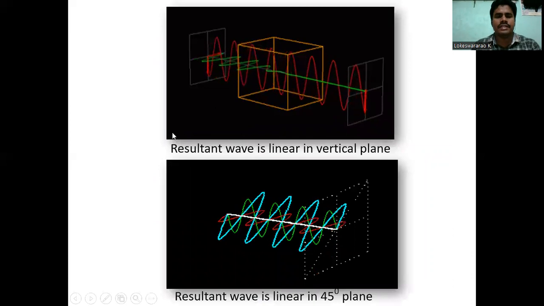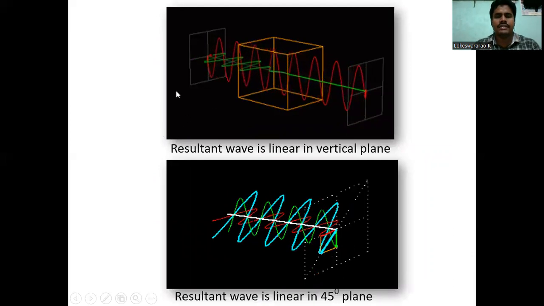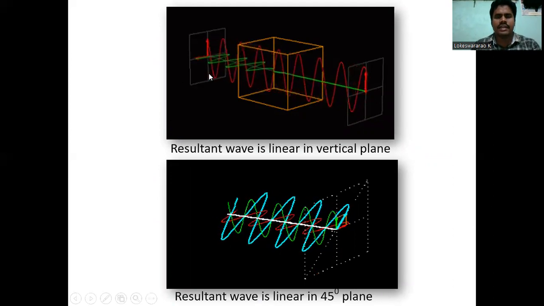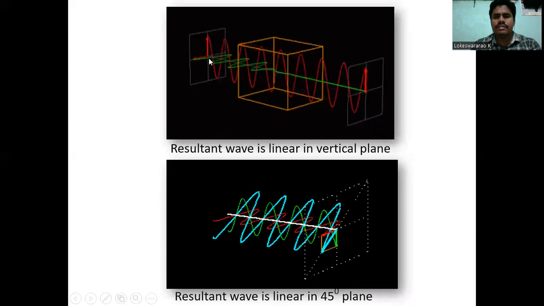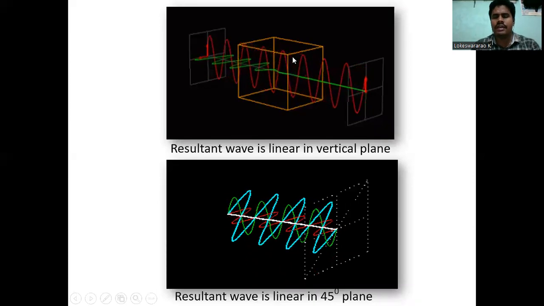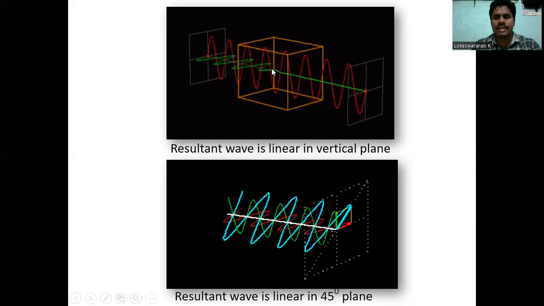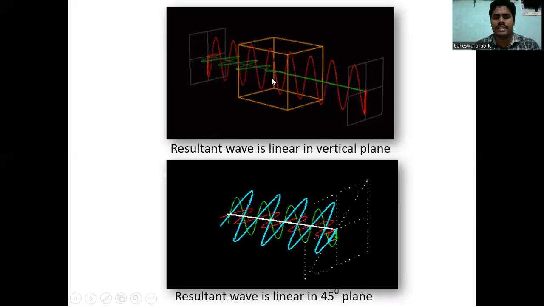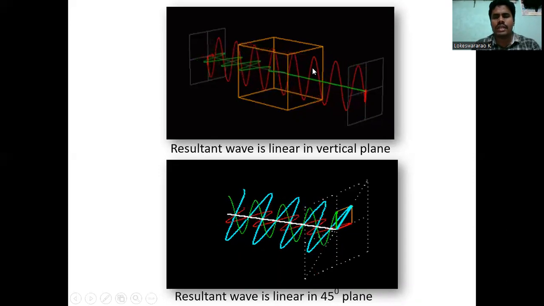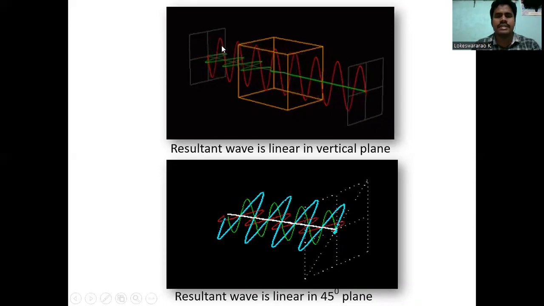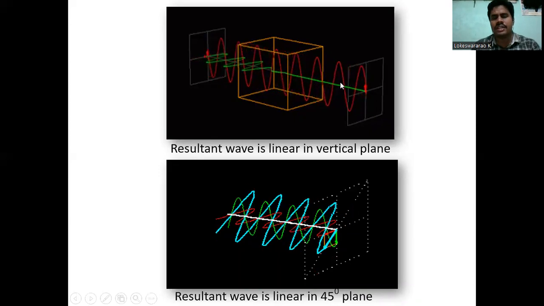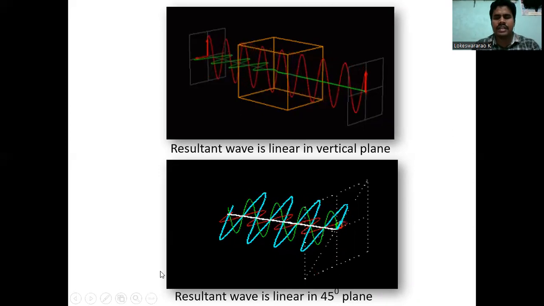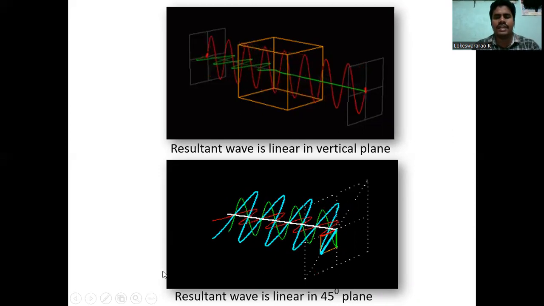This is the representation of linear polarized light. In the above video we have two waves, one in green color, another one in red color. When it is incident on a cubical shaped crystal, the green color light is absorbed by the crystal, and it allows only the red color light. That means the two-dimensional wave is converted into one-dimensional wave. And also in the below diagram, the resultant wave is linear in 45-degree plane.